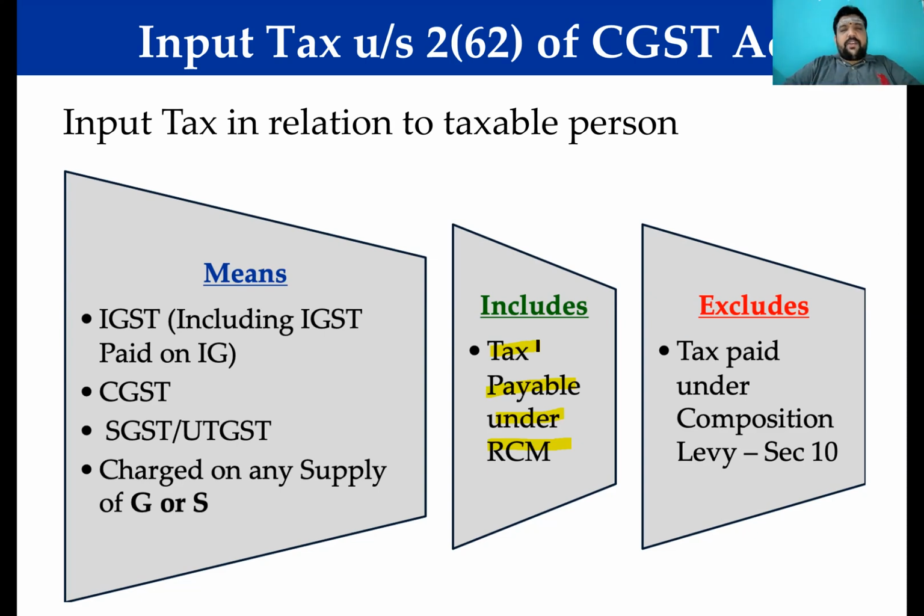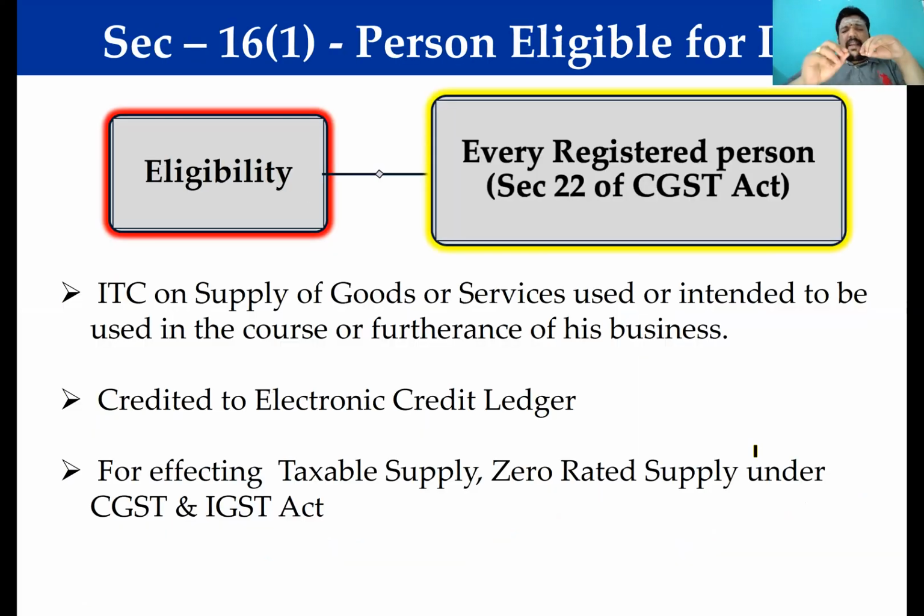The point that I want you to appreciate here is input tax credit means credit of input tax. Input tax means tax paid on goods or services, either CGST, SGST, IGST, UTGST. These taxes alone. It includes RCM and it excludes composition levy. If tax is paid under composition levy, then it is not eligible for input tax credit.